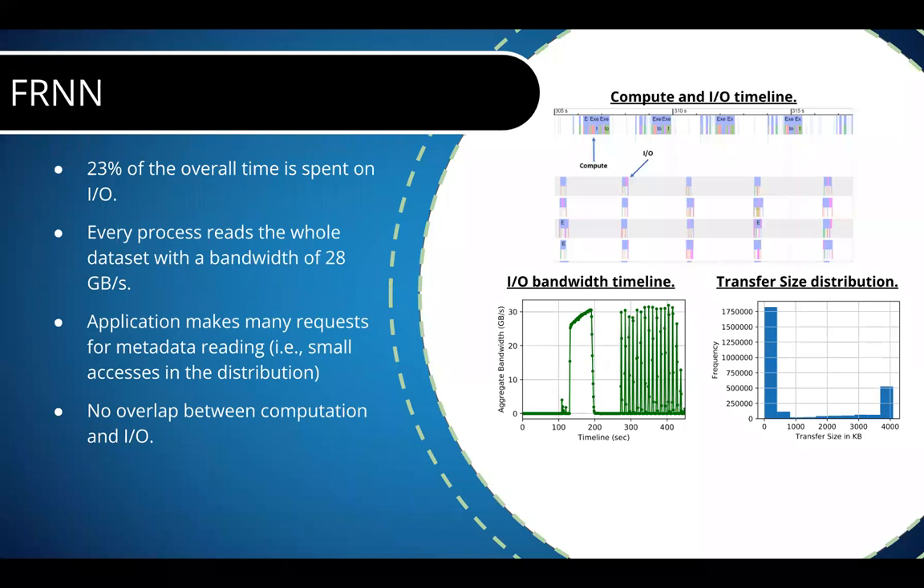If you again look at the bottom right corner, the smaller IOs are all from the metadata and the bigger IOs are from the complete chunk of reading those NumPy arrays in one go. Again, in this application, we saw that there was essentially no overlap between compute and IO.